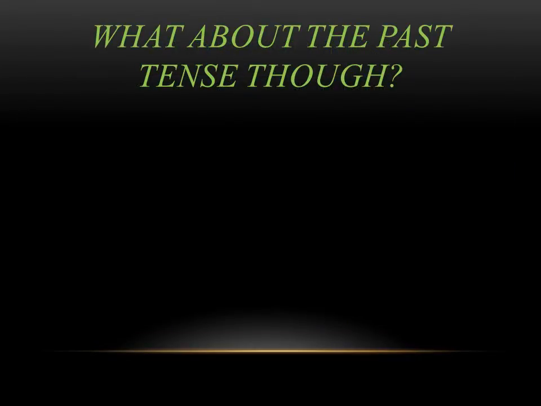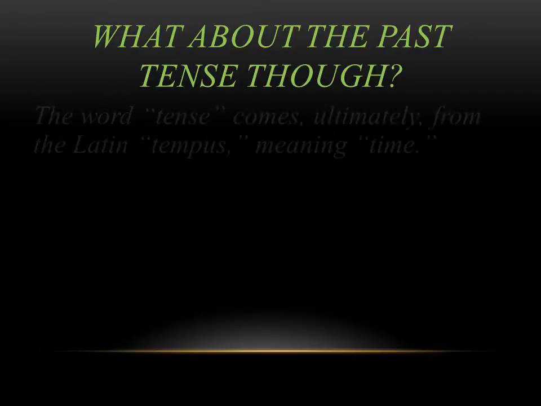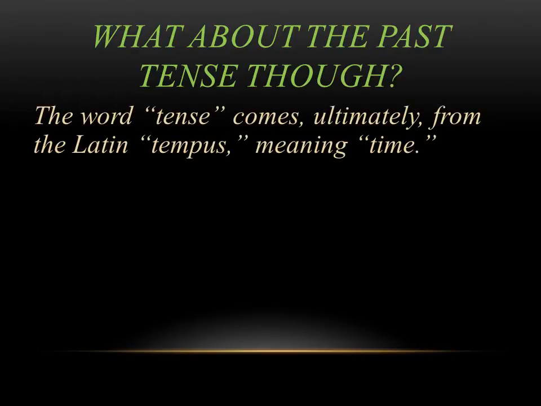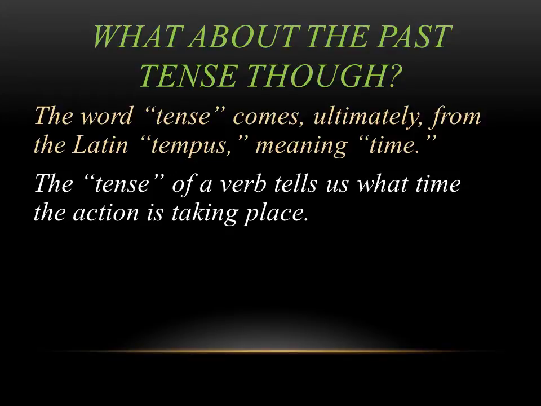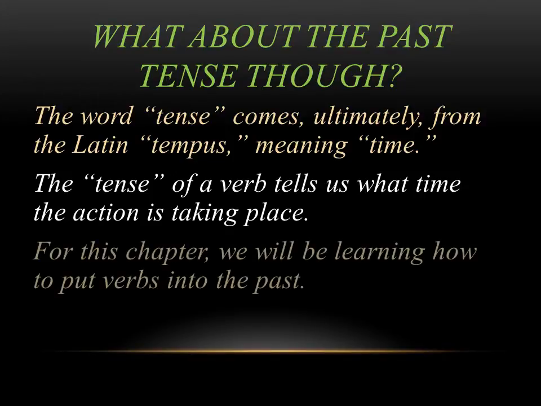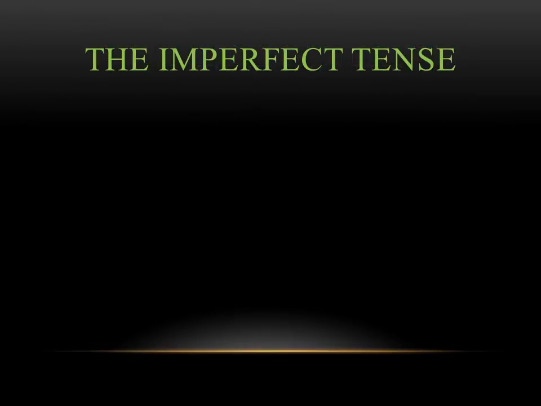The question though is, what happens if we want to talk about the past? Now, to start, you want to think. The word tense comes from Latin, tempus, which means time. So when we say the tense of a verb, we're talking about what time this action is taking place. That's what we mean by the tense. And again, for this chapter, we're going to be learning how you take verbs that are in the present and put them in the past. So let's take a look at the imperfect tense.